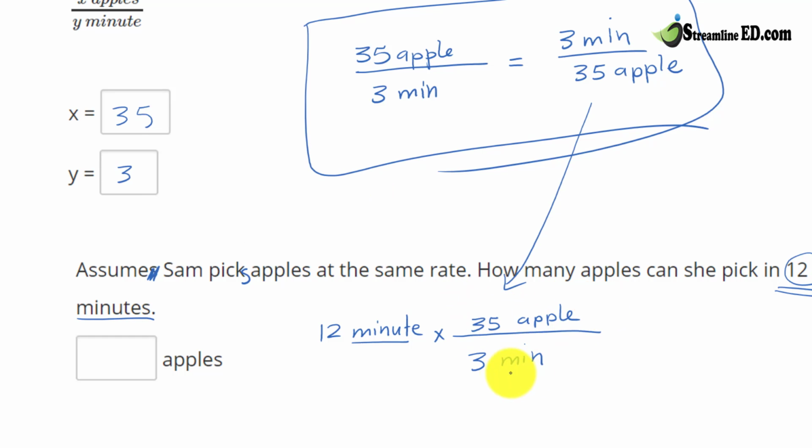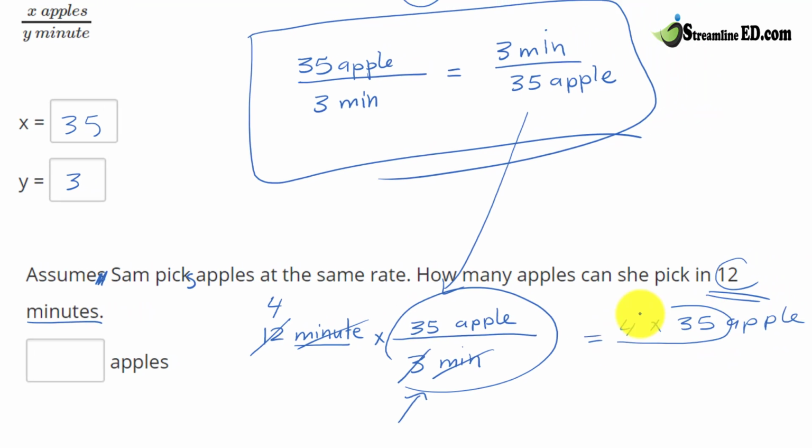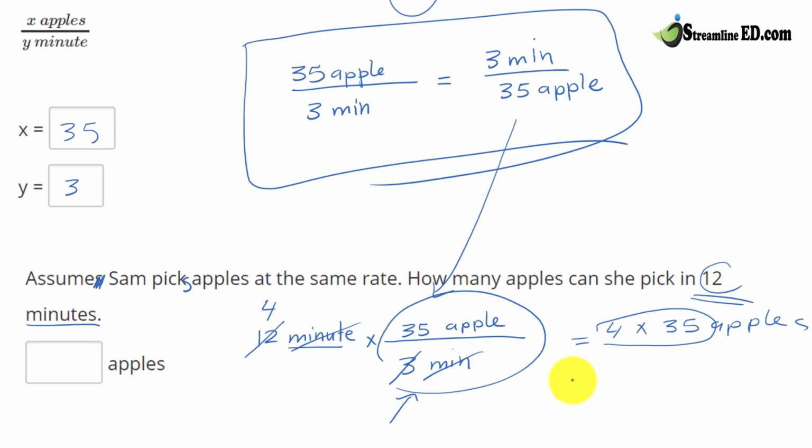Now, why is this important? That is because this ratio is expressed as a rate. In this case, look what happened to the minutes. It canceled out, giving us apples. We can do this even further. What's 12 divided by 3? That is 4. And now what we have here is 4 times 35 apples. What's 4 times 35? It is 140 apples.